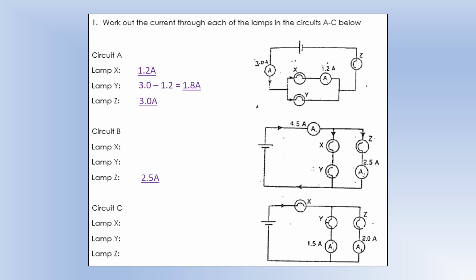Circuit B, the first one I'm going to start off with is Z, which is in series with the ammeter, so its current must be 2.5 amps, and then through X, we are going to do 4.5 minus 2.5 gives us 2, and then Y is in series with X, so they must have the same current. Okay, circuit C, again, I'm going to start off with Y. Y is in series with ammeter 1, so it's going to be 1.5. Z is in series with ammeter 2, so it's going to be 2.0, and X divides into X and Y, so it's got to be 3.5.